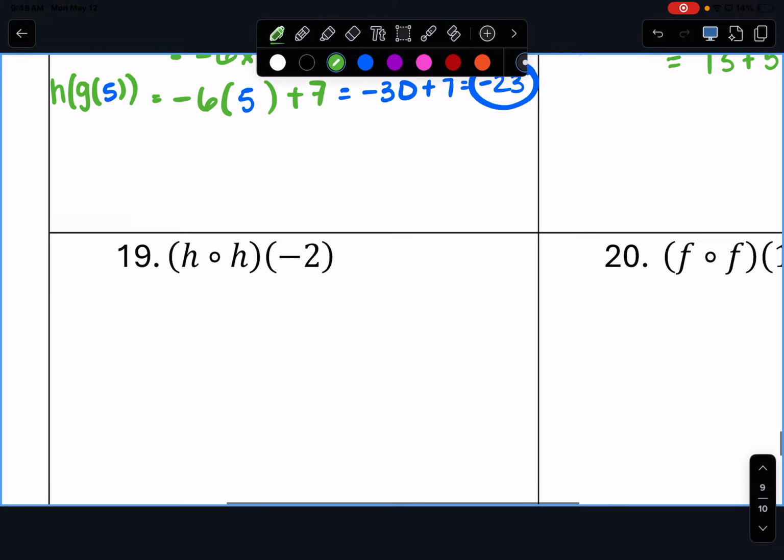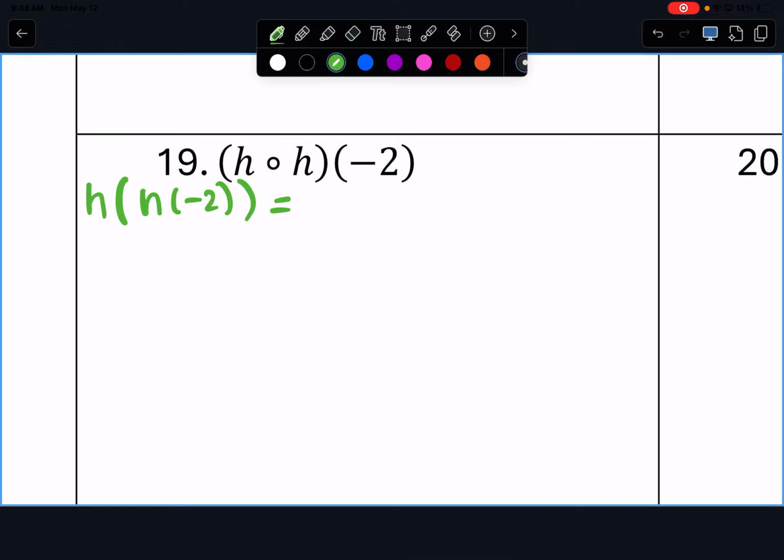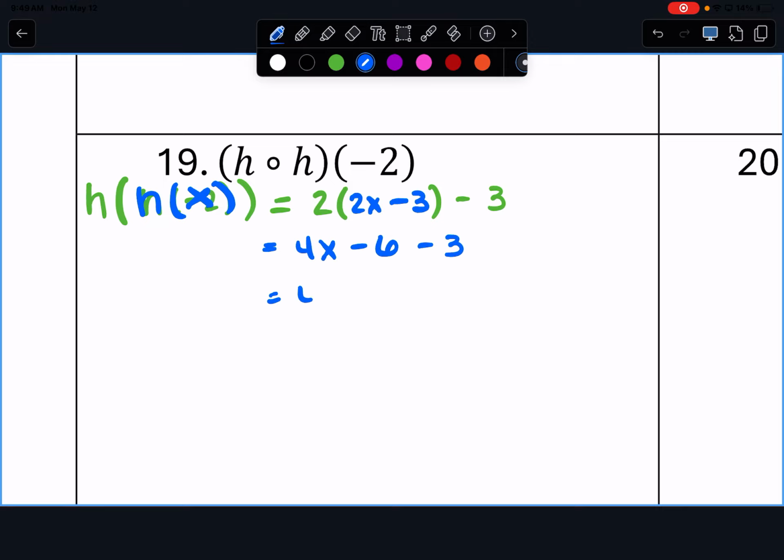Let's go ahead and try to get through 19 as well. h of negative 2. So for this, what is h? 2x minus 3. So we'll do 2x minus 3. And what do I need to plug in? 2x minus 3. So we do that. We get 4x minus 6 minus 3, which is 4x minus 9.